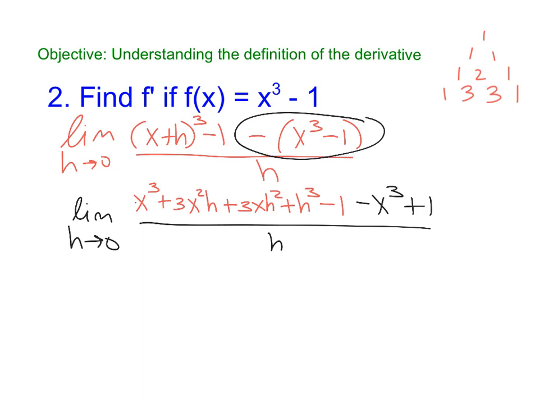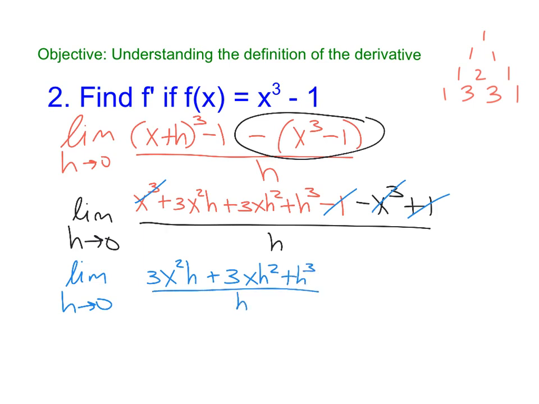So then what cancels? My x cubes cancel and my 1's cancel. Pretty much everything without an h cancels. So then I have the limit as h approaches 0, 3x squared h plus 3xh squared plus h cubed all over h. Now at this point we still get 0 over 0, but what can we do?